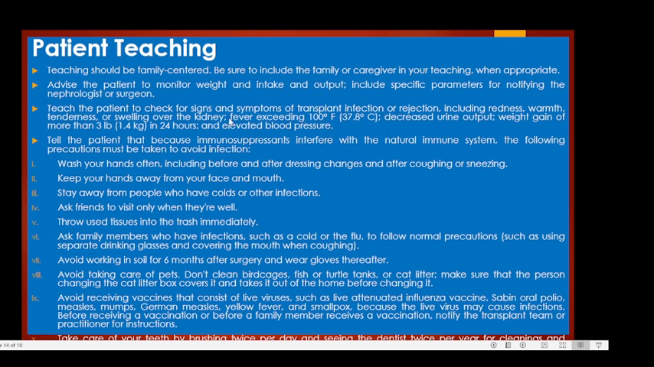Fahrenheit. Very good, guys. So we're saying that you tell the patient that because of the immunosuppressants they are using to prevent rejection, the natural immune system has been compromised, so they have to know the ways in which they can try to avoid infection, e.g.